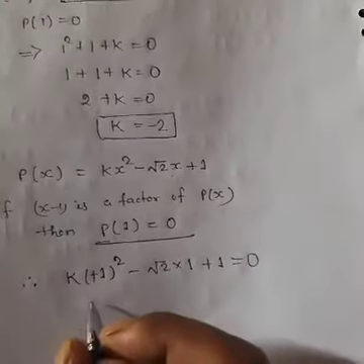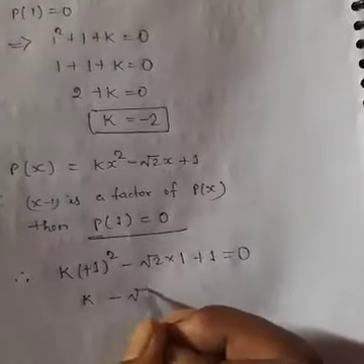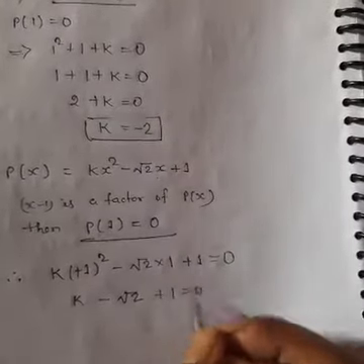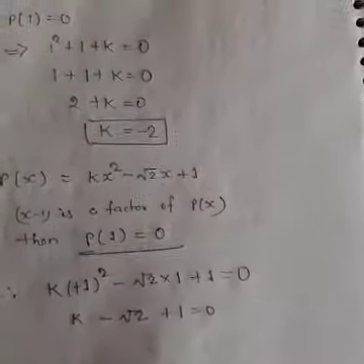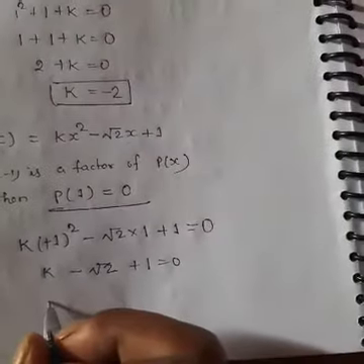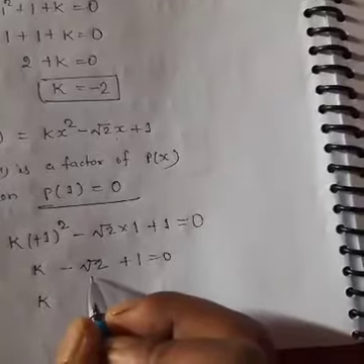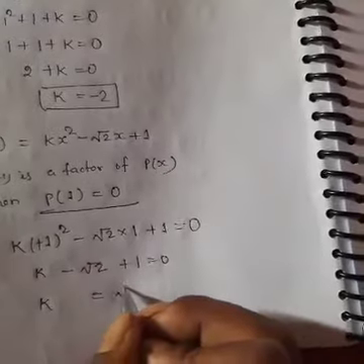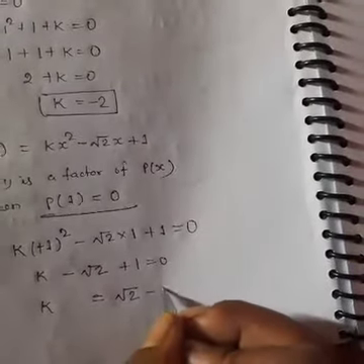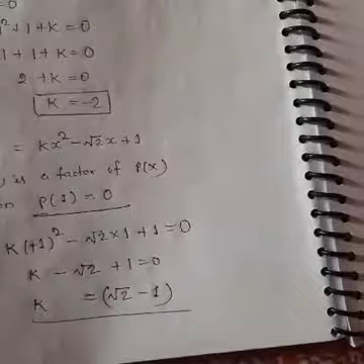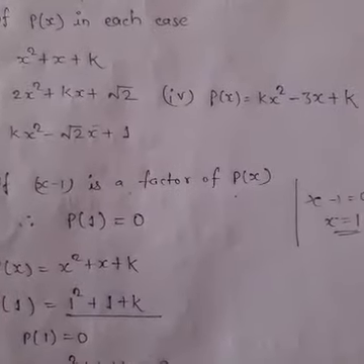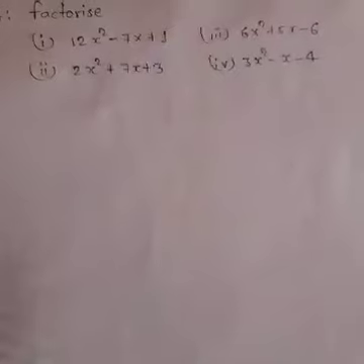So k into 1 square is k, minus under root 2 into 1, under root 2, plus 1 equals 0. So under root 2 and 1 are unlike terms, so we cannot add them. So transposing minus under root 2 and plus 1 to the right hand side, minus under root 2 will become plus under root 2 and plus 1 will become minus 1. So the value of k equals under root 2 minus 1. Similarly students, you can also solve the other two questions from this.